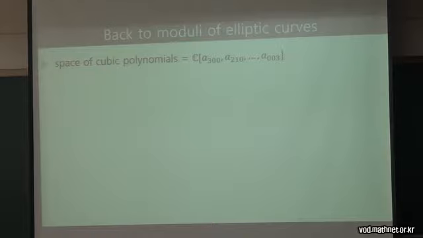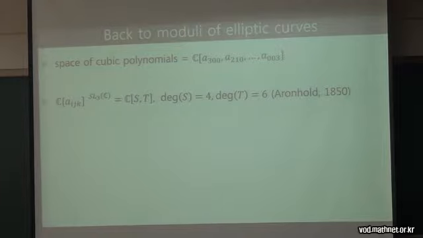So let's go back to the moduli of elliptic curves. So we had this SL3 action on the ring of these coefficients. And it was shown a long time ago that it's generated by two invariants we call S and T. That's a totally non-trivial fact. One of them is of degree 4, the other is of degree 6. It's in 1850, so very long time ago.